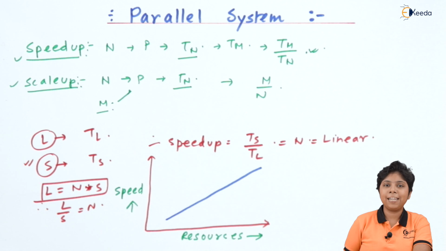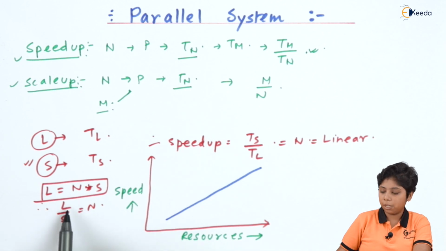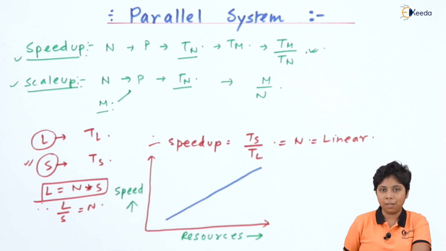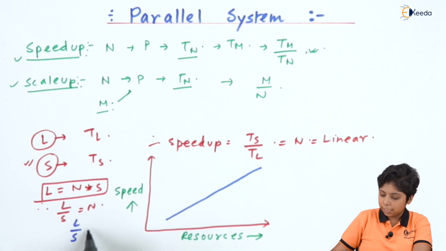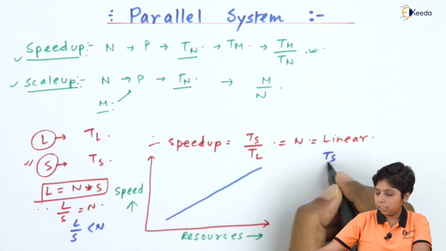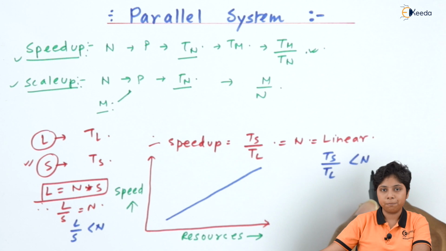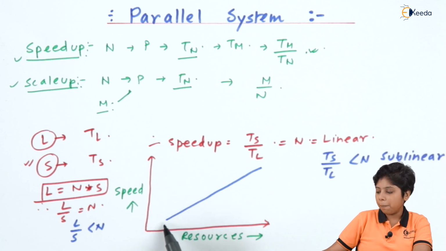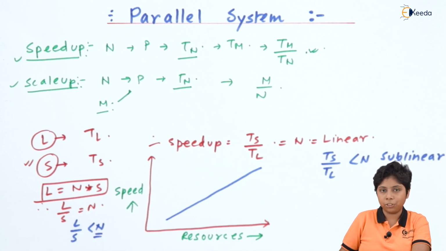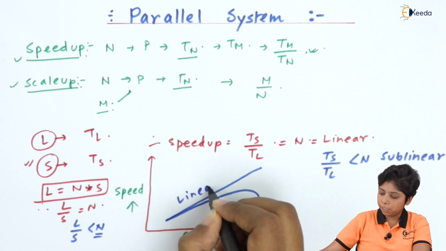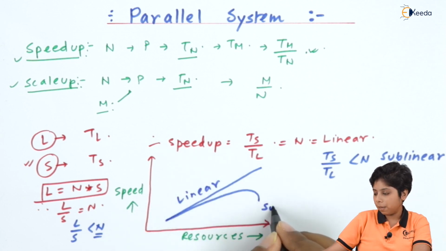Now if Ts by TL is less than n, that means my larger system has less than the n times resources that a smaller system has. So if the ratio of L by S is less than n, then my Ts by TL becomes less than n, and it is called a sublinear speed up. In the graph, the sublinear speed up is less than n, so it will be on this side of n, and it will decrease with the number of resources, because the number of resources is less with the L by S ratio. So this one is for a linear speed up, and this one is for a sublinear speed up.